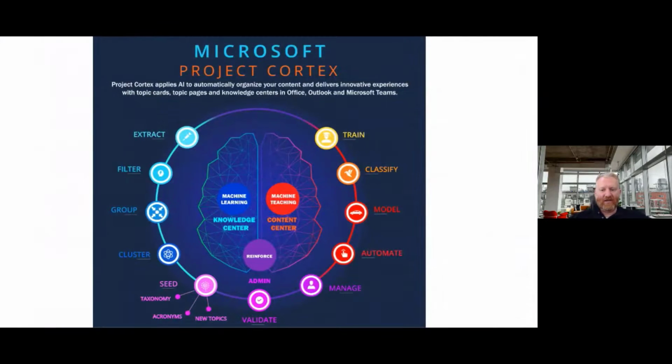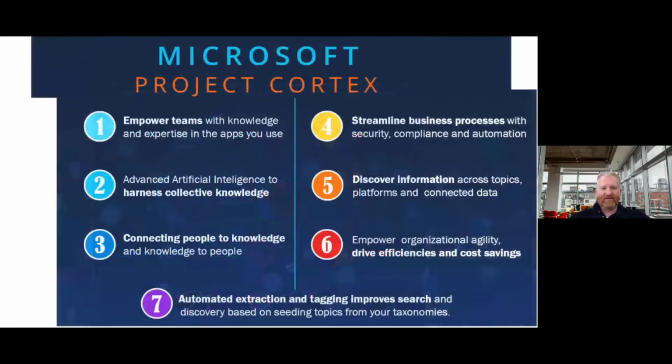So I actually put an infographic together to understand this machine teaching side of the house. This is what's happening: training, classifying, modeling, automating, managing. That's absolutely the content centers. The thing that's coming with Project Cortex is our ability to do machine learning, where it's actually clustering into topics and grouping them. So you can say, these are your projects and stuff like that.